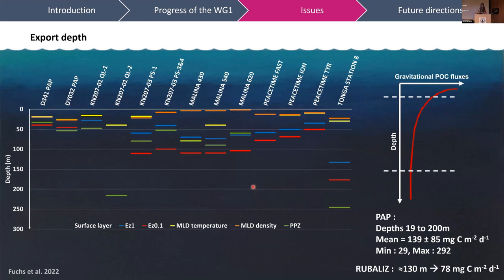So during our meeting, we had a lot of debates on export depth. You can see on this graph the depth of the aphotic zone based on different definitions for certain cruises. They are very varied, and depending on where you are regarding the curve, this can lead to completely different results from the very same data. So for instance, at PAP, depending on the definition, you can have depths from 19 to 200 meters, and the corresponding flux from 29 to almost 300. So we have to really pay attention to the export depths we choose.